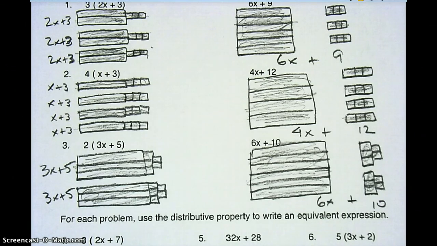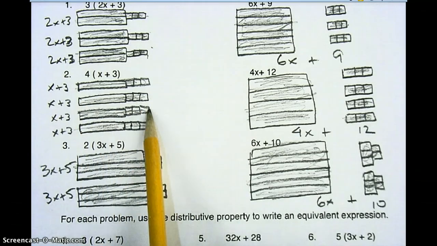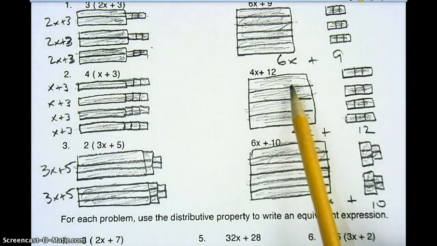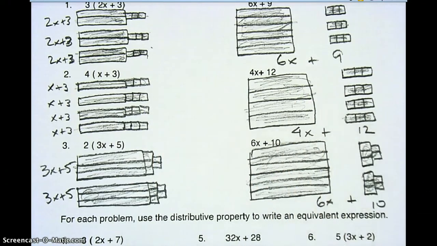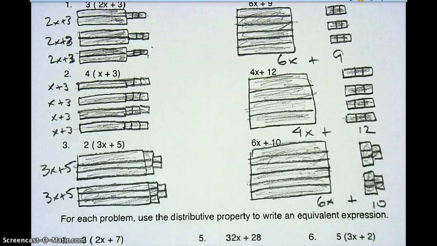Okay, if you finished 2 and 3, they should look something like this. So what I did on 2, I have 4x plus 3's, 1, 2, 3, 4, and I'm showing that that's equal to 4x, 1, 2, 3, 4x plus 12. And the second one, I have 2 3x plus 5's. There's 1, 1, 2, 3, 1, 2, 3, 4, 5. That's 1 3x plus 5. And here's a second 3x plus 5, 1x, 2x, 3x, and then 1, 2, 3, 4, 5. So clearly that's 2 3x plus 5's, and that's equal to 6x, 1, 2, 3, 4, 5, 6, 6x plus 10. So I kind of showed that with the expression.